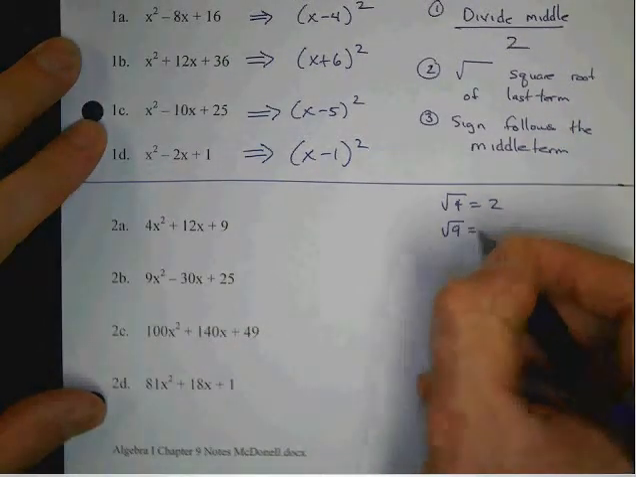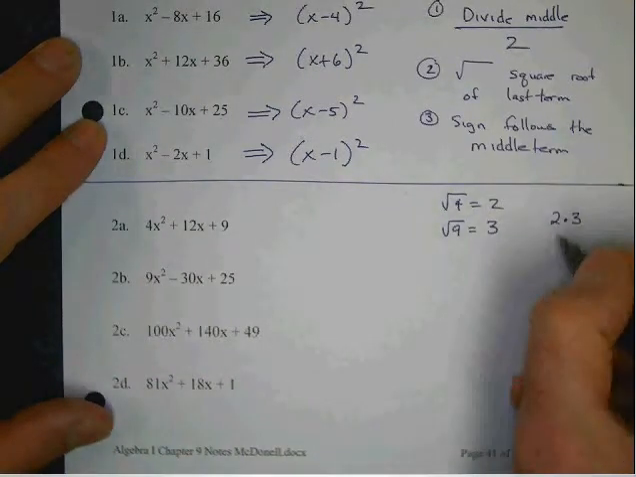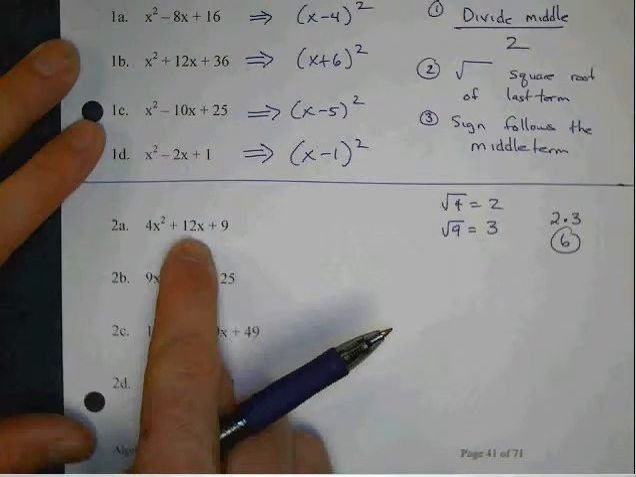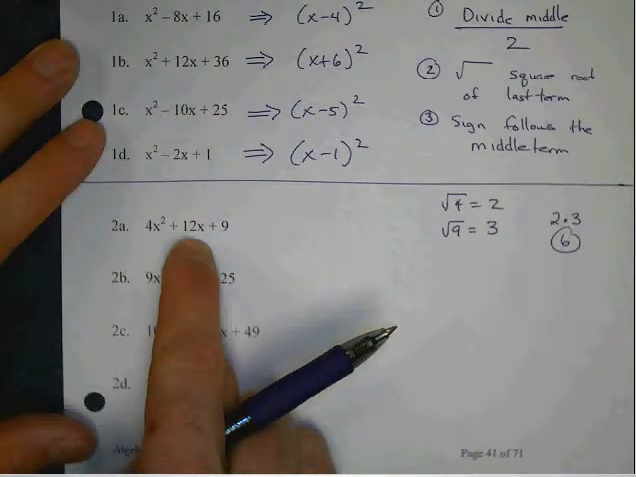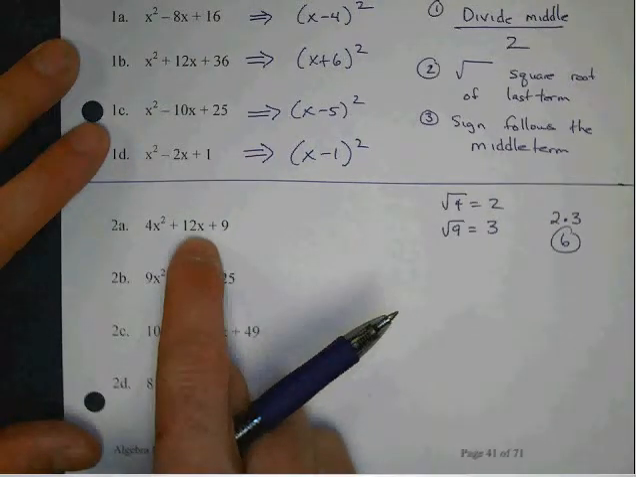What's the square root of 9? 3. What's 2 times 3? Is the middle term 6? What's the middle term? 12. So how does 6 relate to 12? It's multiplied by 2.